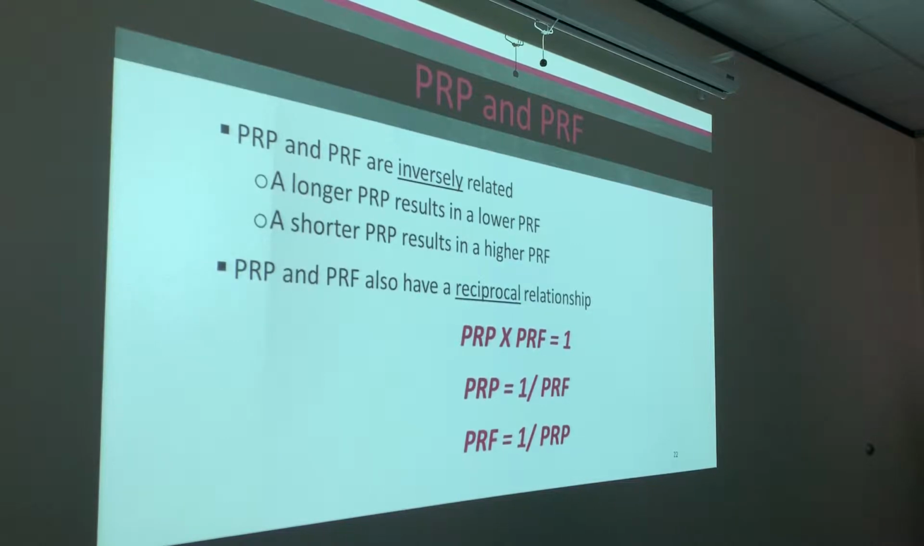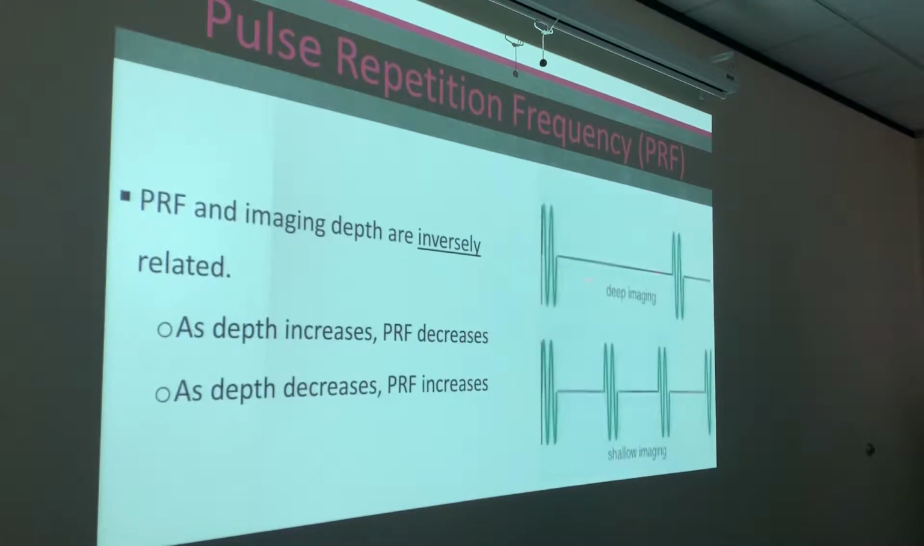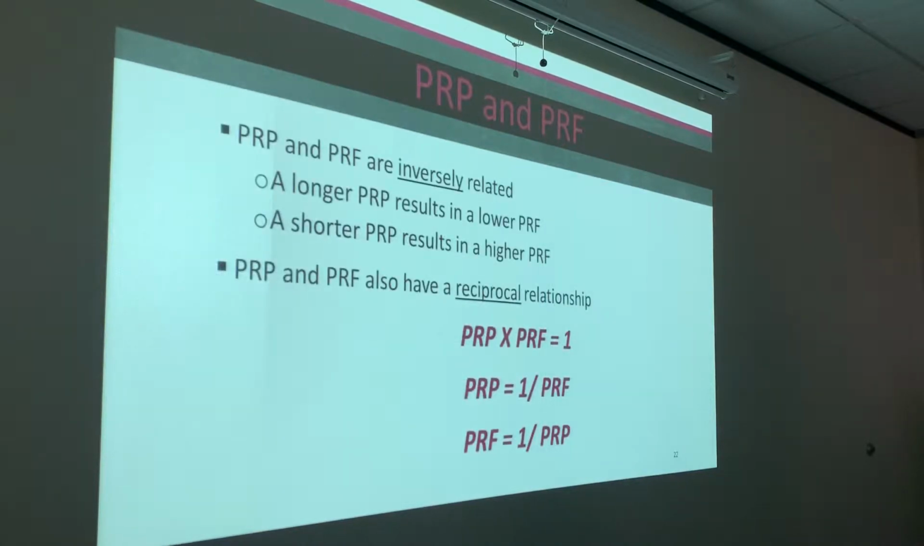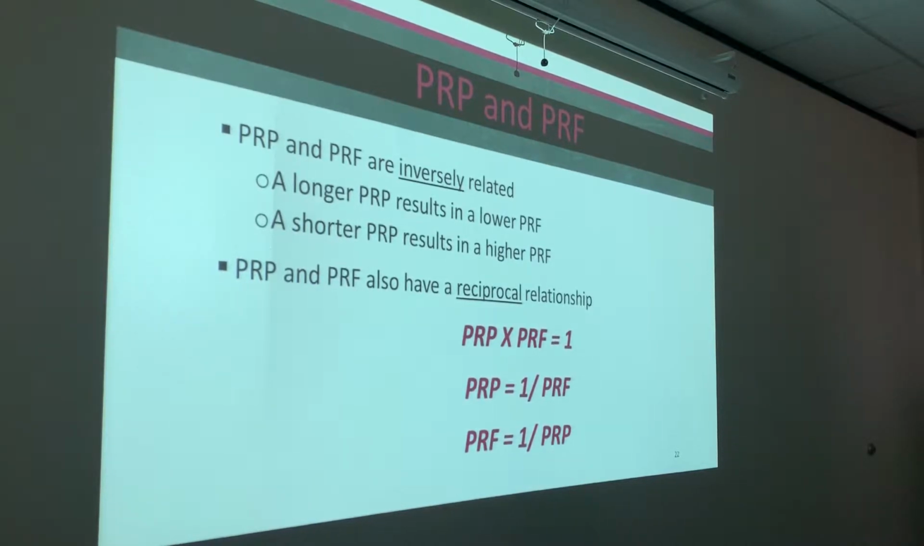PRP and PRF are inversely related. A longer PRP results in a lower PRF. Right? A longer PRP, from the beginning to the beginning of the next pulse, results in a less frequent PRF. Okay? And also again, they have a reciprocal relationship, just like period and frequency. So when I multiply those numbers together, bang, I get 1. And I think we did pulse duration the other day, so we were trying to determine period and frequency with reciprocals. You can do the same thing with this.